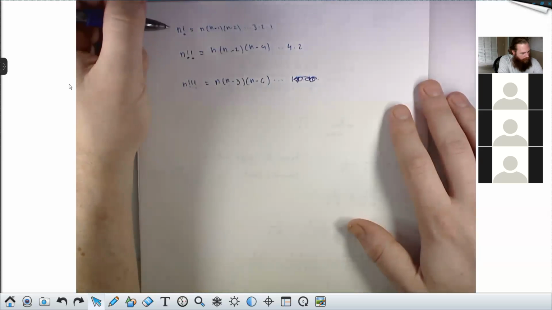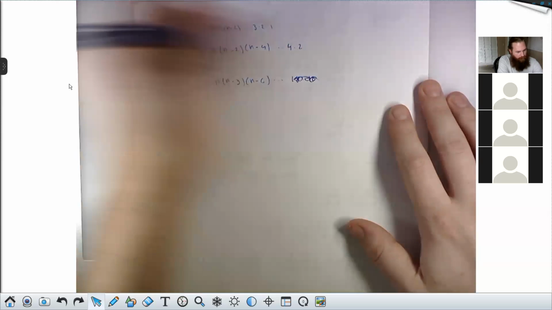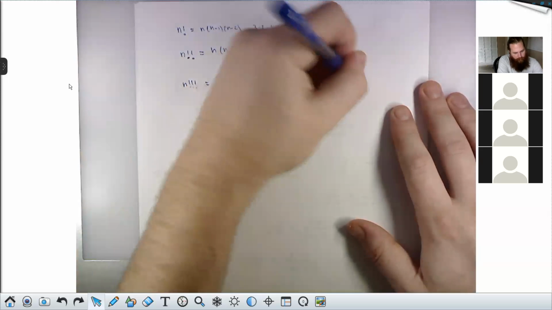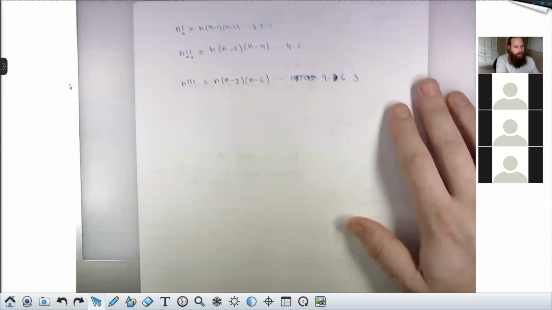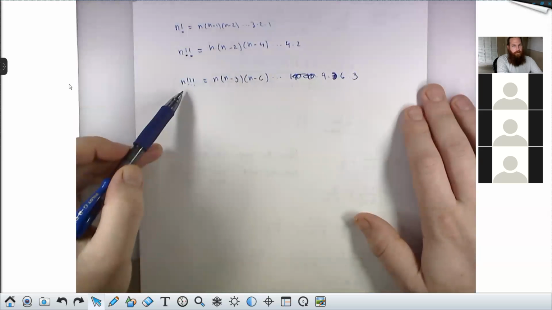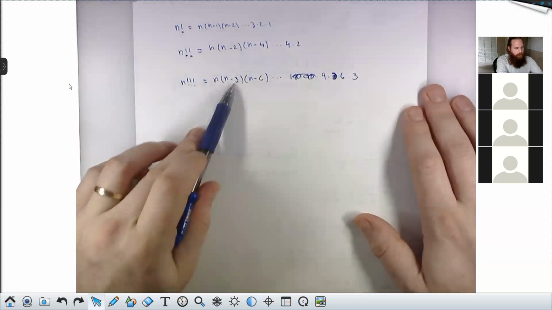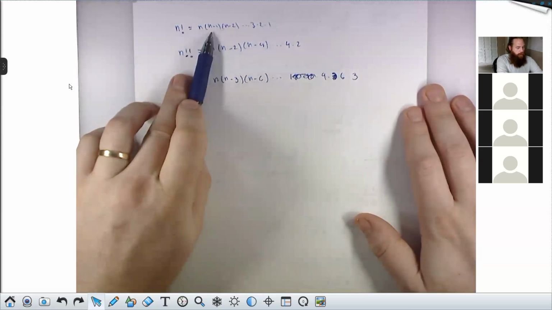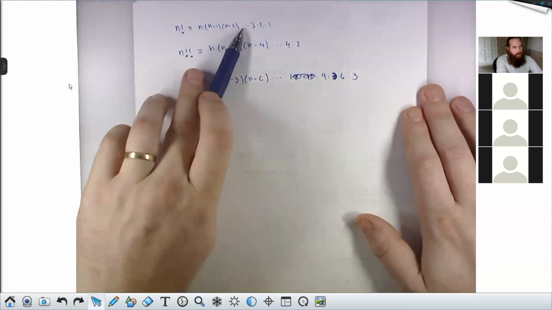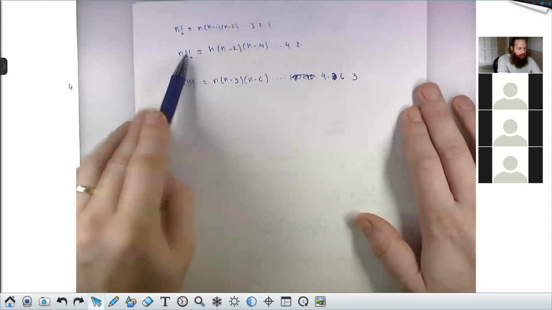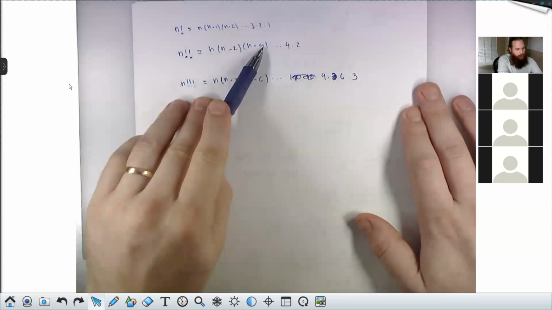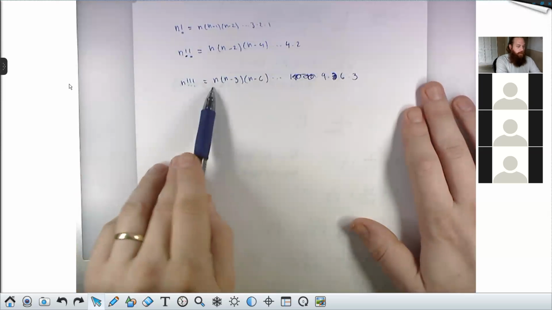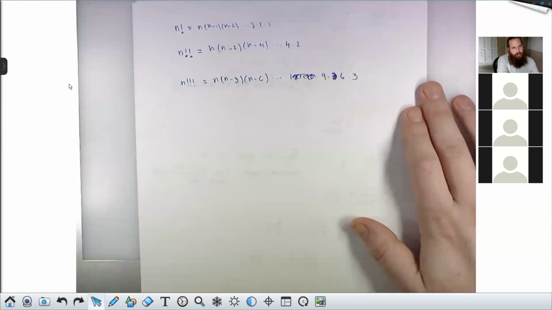So my last few terms here might look like, I don't know, 9 times 6 times 3 or something. The number of factorials tells you how much you subtract each time. So n factorial is n times n minus 1 times n minus 2. I'm subtracting 1 each time. N double factorial is n times n minus 2 times n minus 4. I'm subtracting 2 each time. And triple factorial, I subtract 3 each time. So n, n minus 3, n minus 6, and so on.